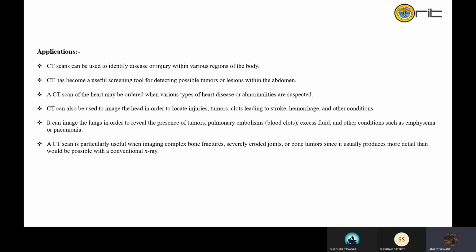Fifth, it can image the lungs in order to reveal the presence of tumors, pulmonary embolisms, excess fluids, and other conditions such as emphysema or pneumonia. Sixth, a CT scan is particularly useful when imaging complex bone fractures, severely eroded joints, or bone tumors, since it usually produces more detail than would be possible with a conventional X-ray.